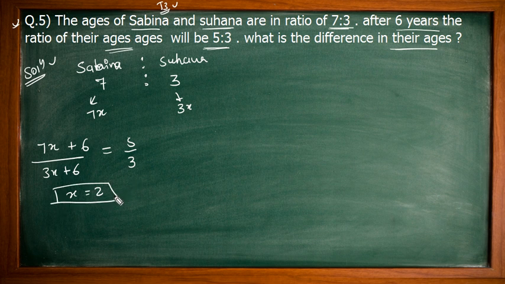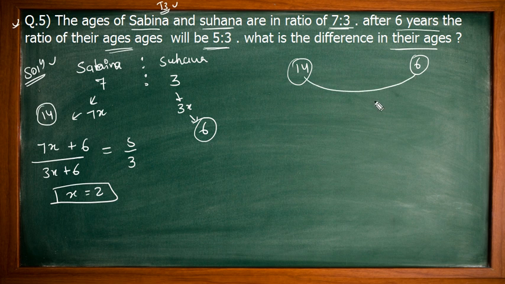Put the value of x here, so it will be 3 × 2 that is 6, and 7 × 2 that is 14. 14 and 6 are the ages of Sabina and Suhana, and the question is asking what is the difference between their ages. So the difference between 14 and 6 is 8 years. So this is your answer.